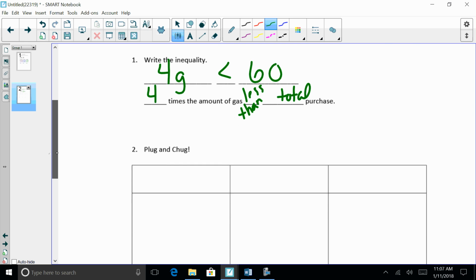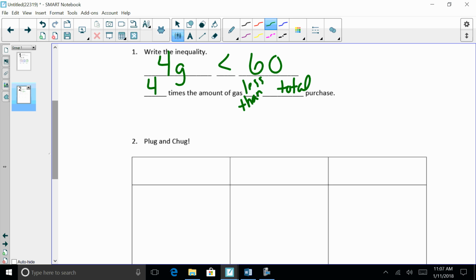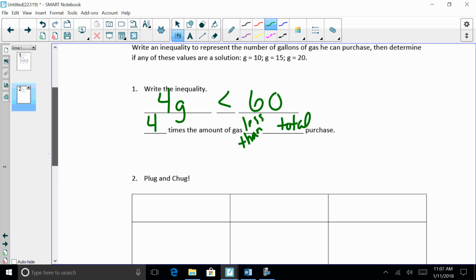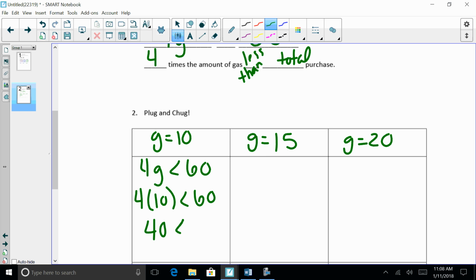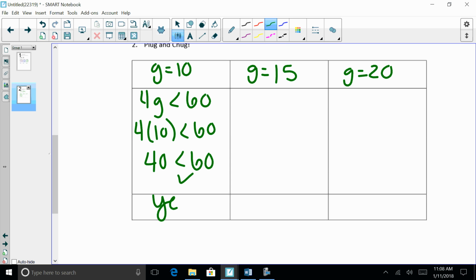Okay, so we're going to do the same thing with the plug and chug with our inequality. So let's write our values: G equals 10, G equals 15, G equals 20. Just like we did on the previous page, we start with our inequality, 4G is less than 60, and I'm going to plug my G in. So 4 times 10 is supposed to be less than 60. 4 times 10 is 40. 40 is in fact less than 60, so yes, 10 gallons could be a solution.